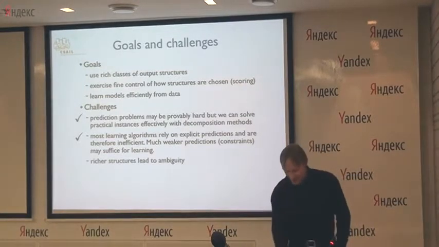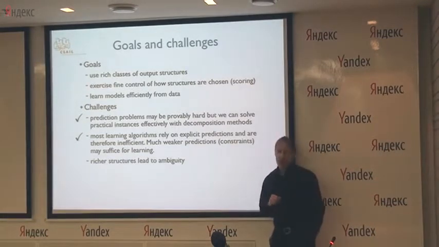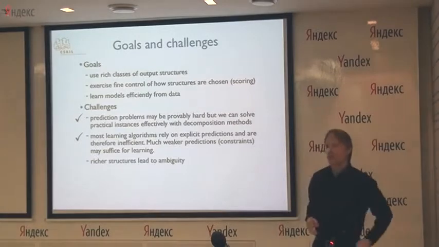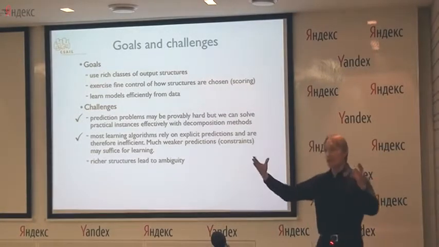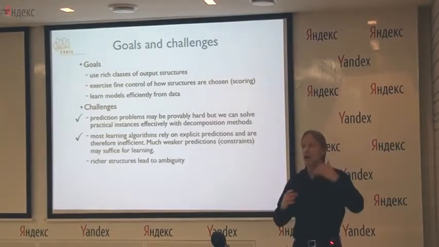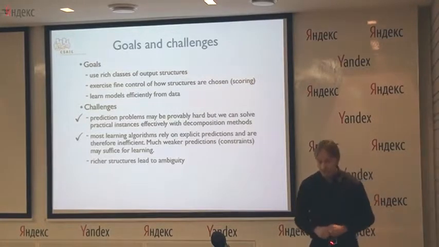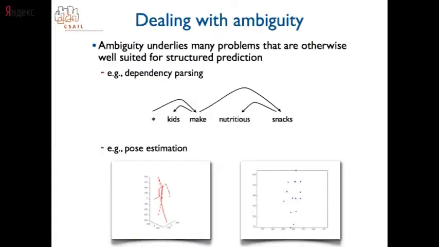I will continue then. So the last challenge here that I alluded to earlier is dealing with ambiguity. As you have richer structures, more of them look much like the highest scoring one. So somehow we have to be able to properly deal with that ambiguity. All right. So here are just a couple of examples of ambiguity. Here's a simple sentence, a headline from a newspaper: kids make nutritious snacks, and corresponding parse tree.